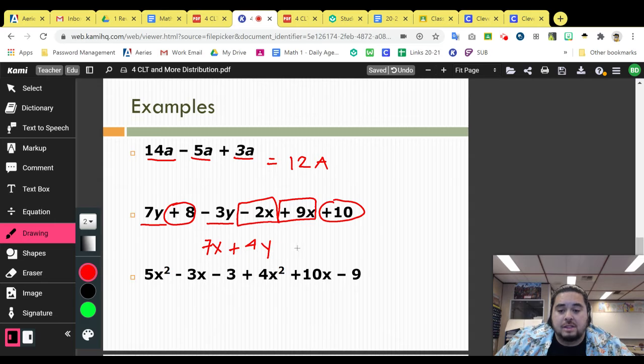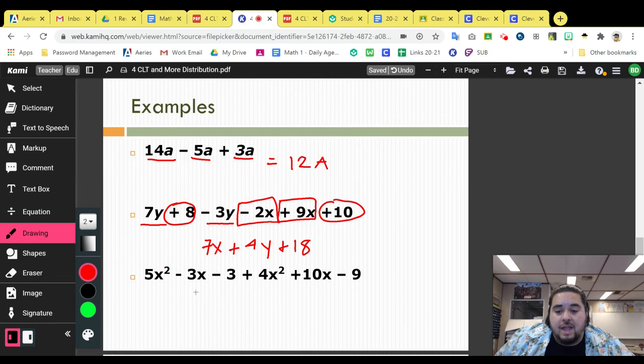And then I'm going to do my constant terms. I have 8 and 10. They're both positive, so that's going to give me 18. Now remember, we cannot combine these together because the x's, the y's, and the numbers are not like terms, so that's my final answer. Okay, there you go.